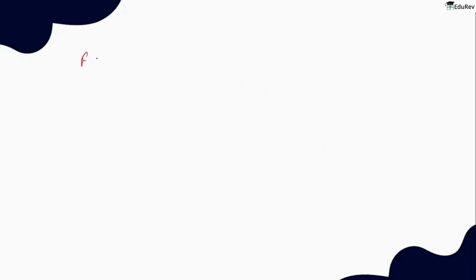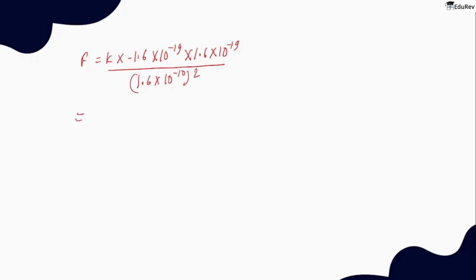F equal to K into minus 1.6 into 10 to the power minus 19 into 1.6 into 10 to the power minus 19 divided by 1.6 into 10 to the power minus 10 squared. Let us put the value of K. Solving further, 9 into 10 to the power 9 into minus 1.6 into 10 to the power minus 19 squared divided by 1.6 into 10 to the power minus 10 squared.